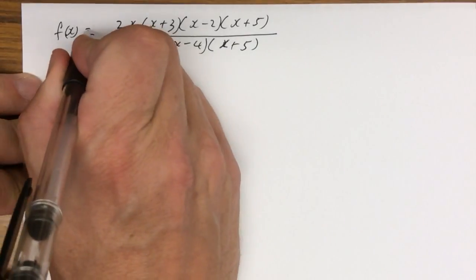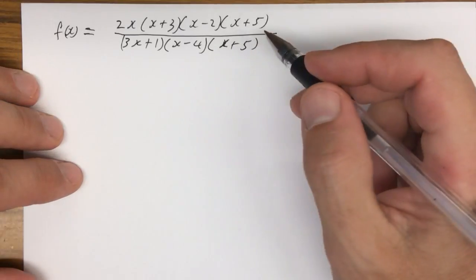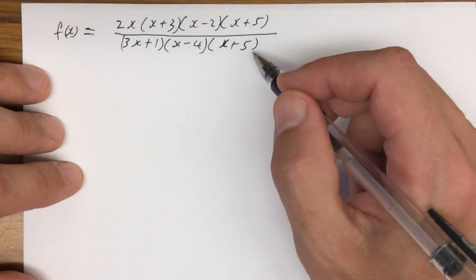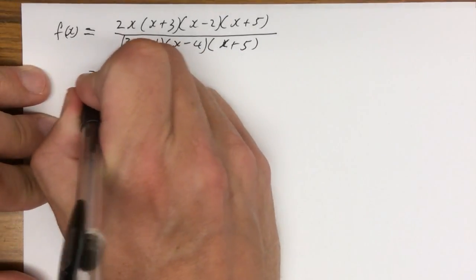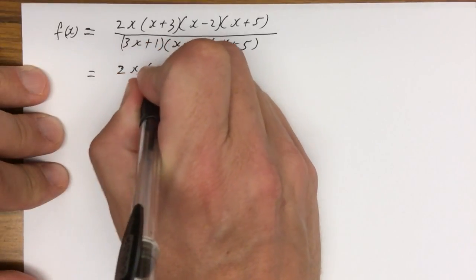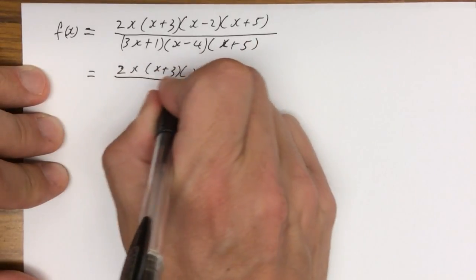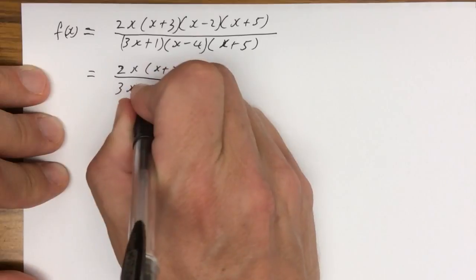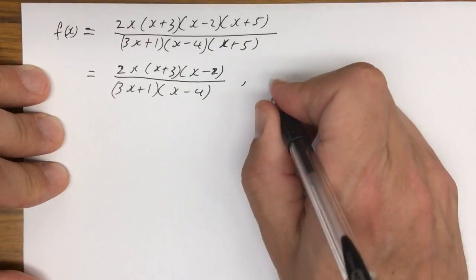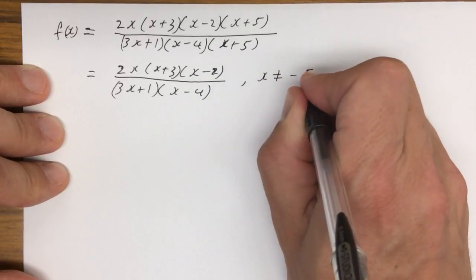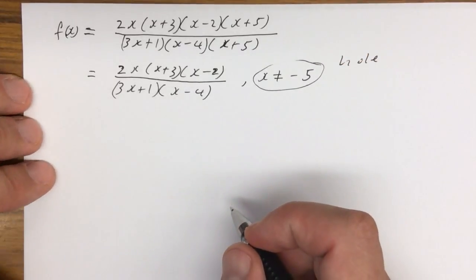So hopefully you've noticed right now that there is a common factor on the top and the bottom, so we can take that out. Neither are squared or cubed or anything, so they both disappear, and that means that we have a hole in the graph, right? So we can immediately jump down to 2x times x plus 3, x minus 2, over 3x plus 1 times x minus 4. And we need to write x cannot equal negative 5. That's going to be a hole in the graph there. We've got to remember to put that in.